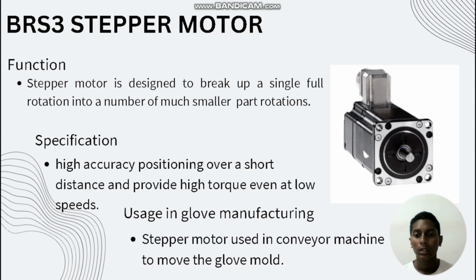The next is the usage of the stepper motor in glove manufacturing. The stepper motor is used in the conveyor machine to move the glove mold. The glove mold is attached to the conveyor machine, and then the conveyor machine moves the glove mold into a cleaning tank, and then to the glove dipping tank, and then it will move to a stripping section, and then it will rotate again to do the same process.